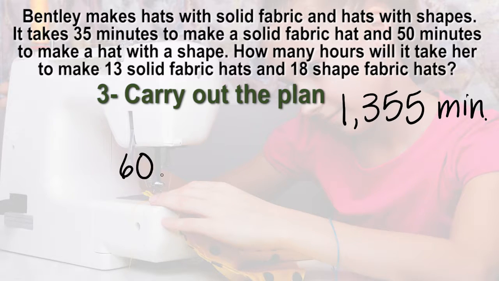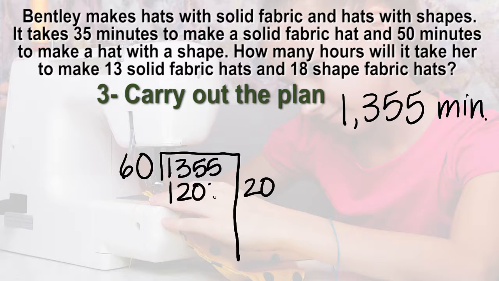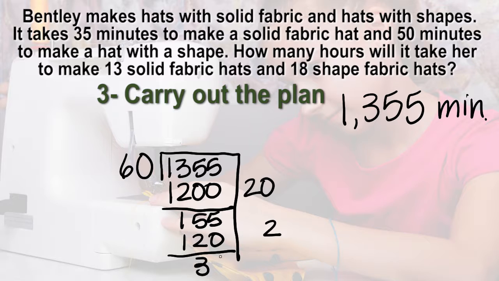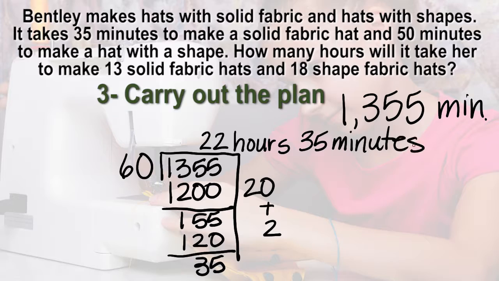The problem asks how many hours it takes to make both hats. Since there are 60 minutes in an hour, and we are going from a smaller unit to a larger unit, let's divide 1,355 by 60. 20 groups of 60 is 1,200. That leaves 155 minutes. If we take 2 more groups of 60, or 120 minutes, that will leave 35 minutes. So it will take Bentley 20 plus 2 hours, or 22 hours and 35 minutes to make all of the hats.